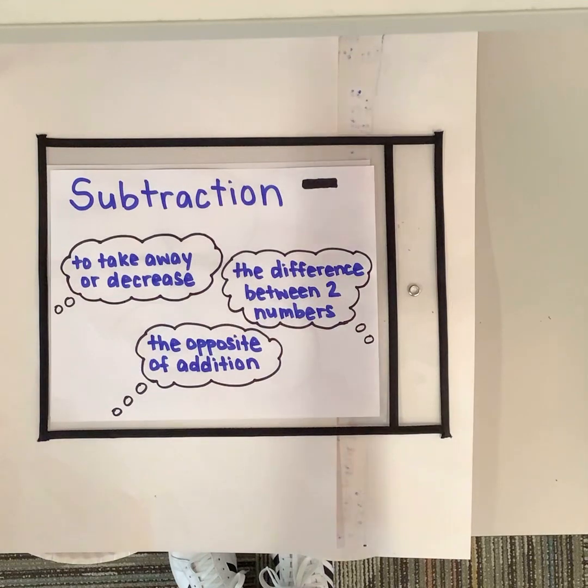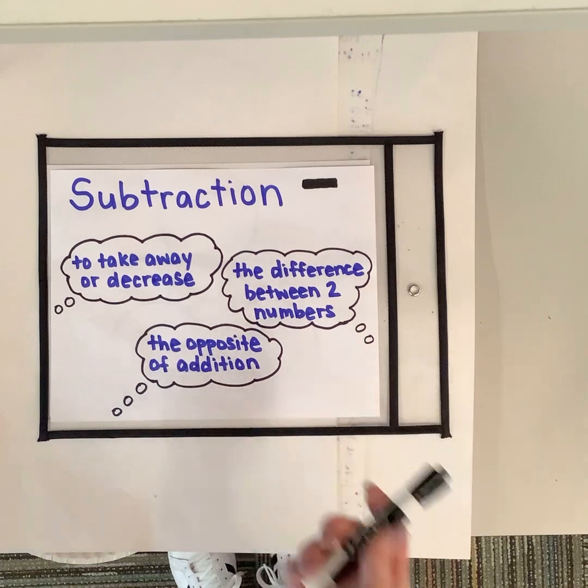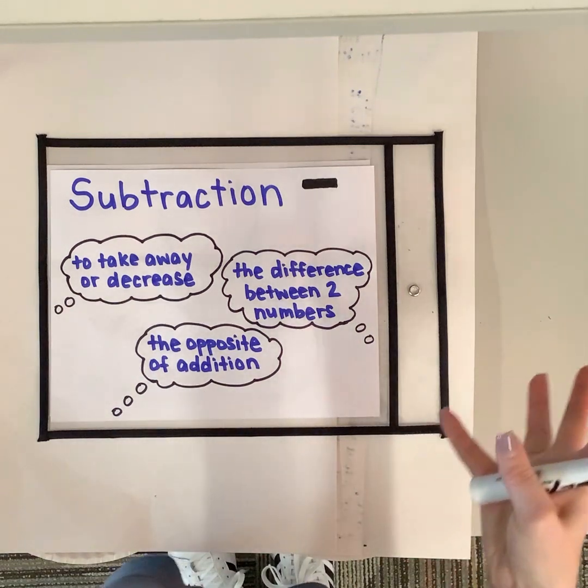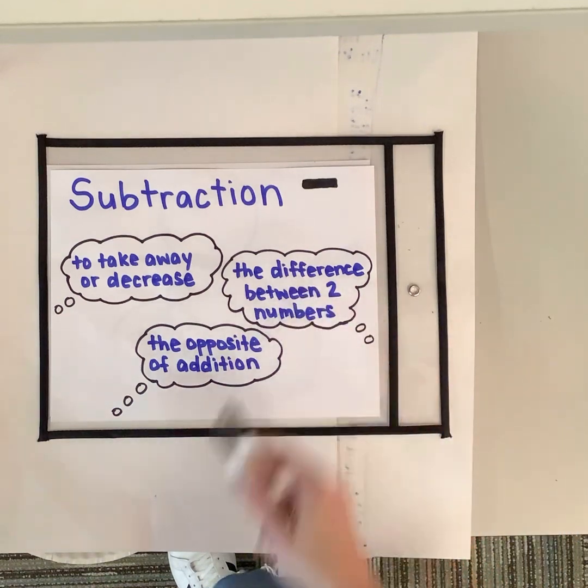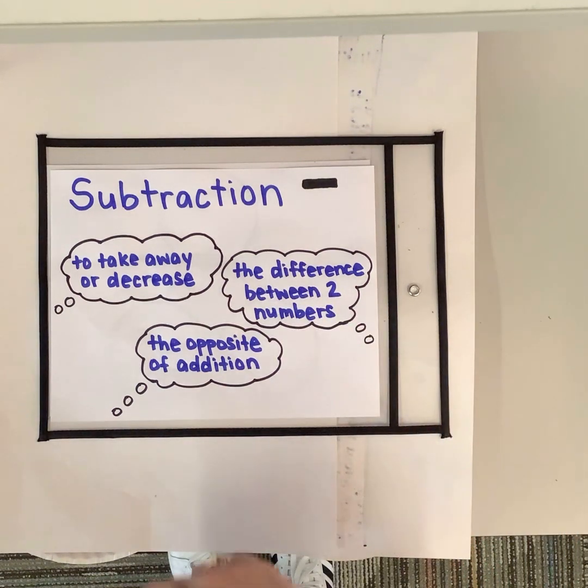This week we are learning subtraction. We learned that subtraction is the opposite of addition. If addition is putting two numbers together to make a bigger number, subtraction just means that we're finding the difference between the two numbers. We're starting with a number and we're taking away or decreasing from it.